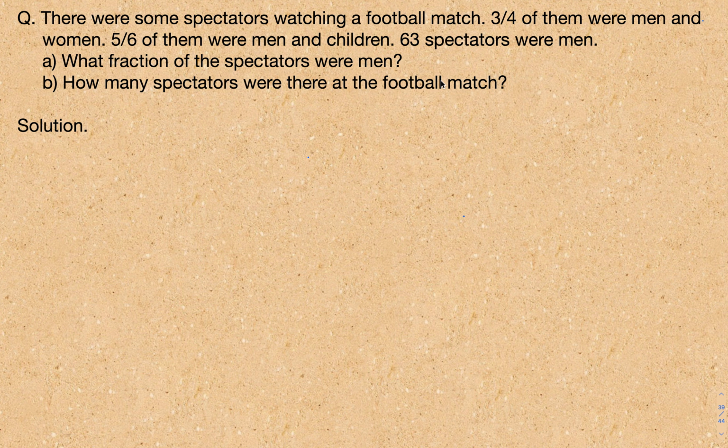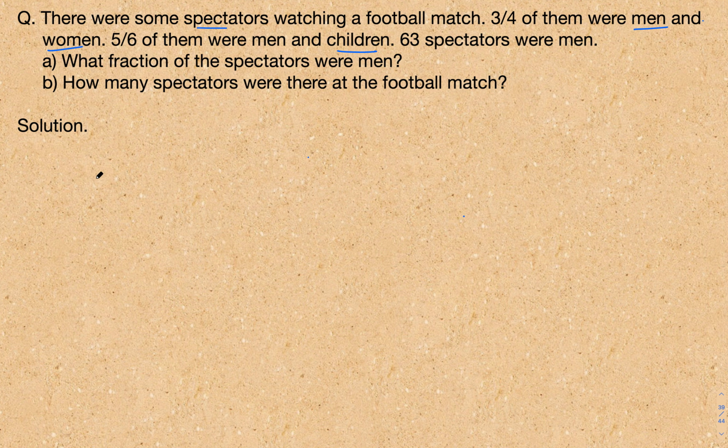Okay, so what we have here is a football match going on, and we have three categories of spectators, right? What are the three categories? Men, women, and children. And what else we have here is that 3 by 4 of them were men and women, right?